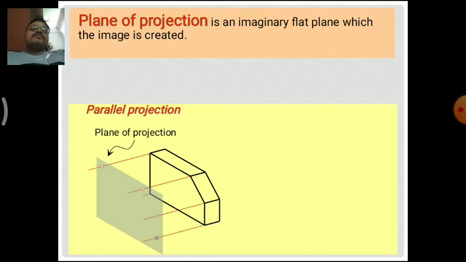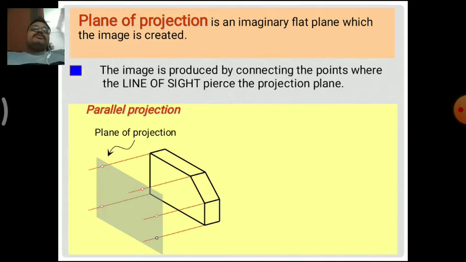All these projection lines are parallel to each other and reach an equidistant plane, and the image is produced by connecting the points where the line of sight pierces the projection plane. Piercing means touching the projection plane at an equidistant line. So there we can draw those lines by connecting from one point to another point.